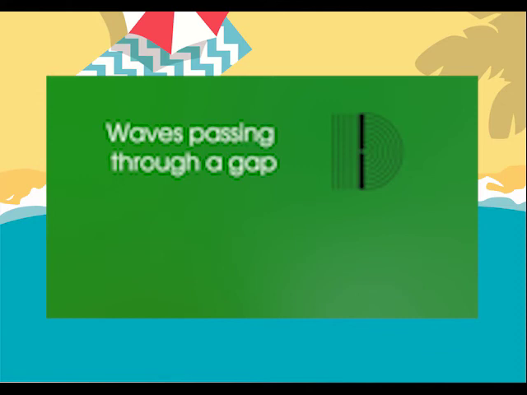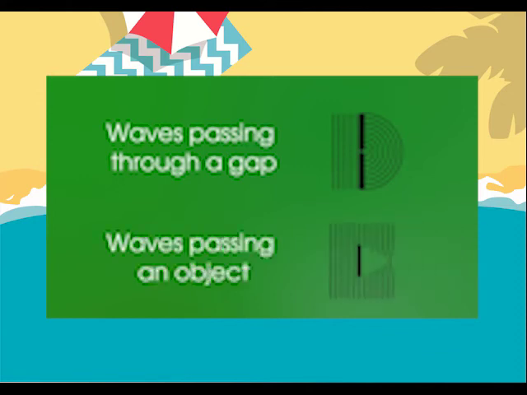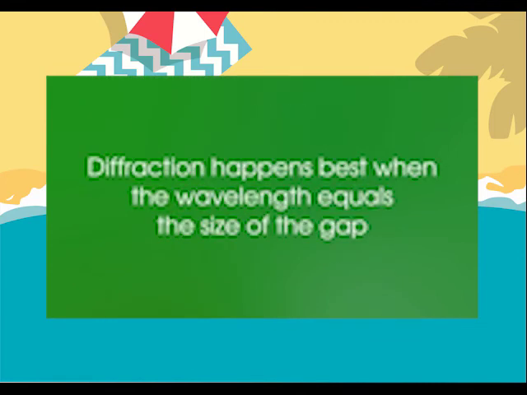So in summary, diffraction is where waves spread out at the edges when they pass through a gap or go past an object. And diffraction happens best when the wavelength equals the size of the gap.